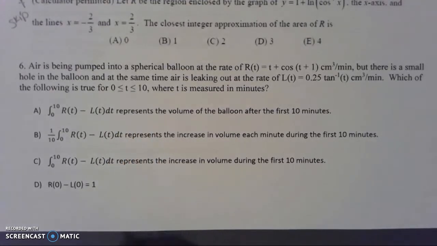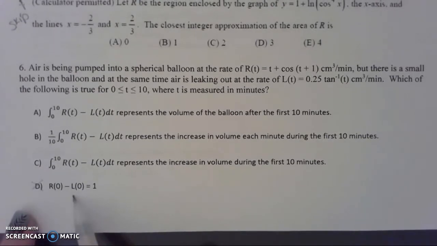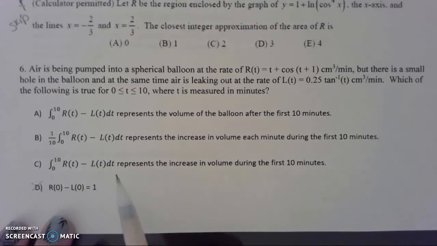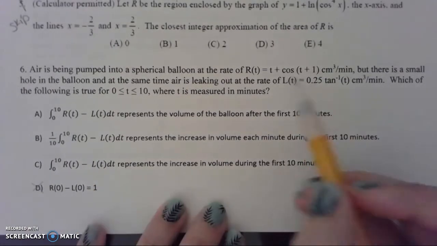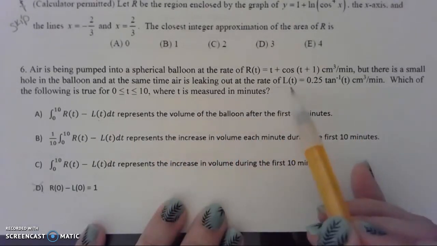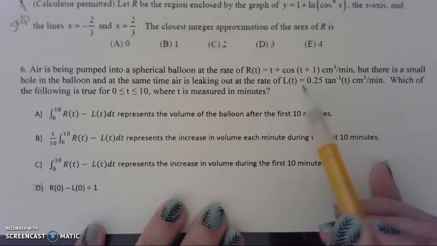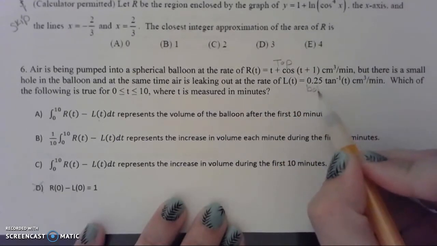Well, first off, we know it can't be this one because I don't have my 0 and 10 in there. This is just plugging in a 0 into those functions. That's not what we need. So if we're trying to find which is true, we know our integral is going to go from 0 to 10, and we know that r of t is going to be our bigger function. It's going to be on top because as the balloon gets bigger, that function is getting larger. And then our L of t is definitely the smaller function because it's getting smaller and smaller every time. So we know that this is our top function and this is our bottom function.